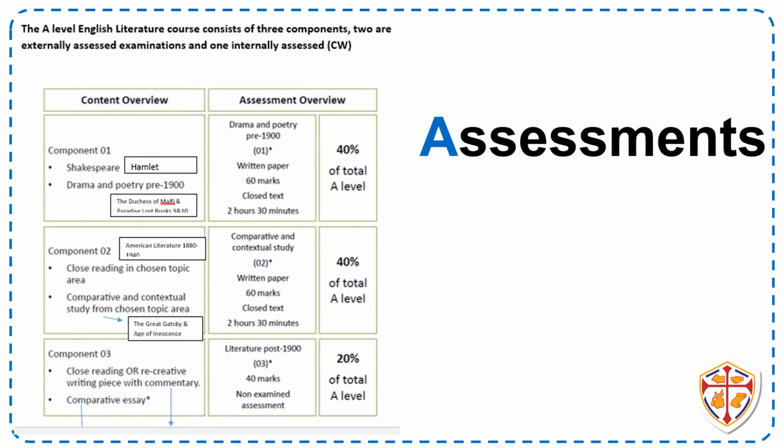In terms of assessment structure, component 3, which is the coursework component, is 20% of the total A-level. The other 2 exams, components 1 and 2, are 40% each. They're equally weighted. Each paper is also 2 hours 30 minutes long, and both papers are worth 60 marks.